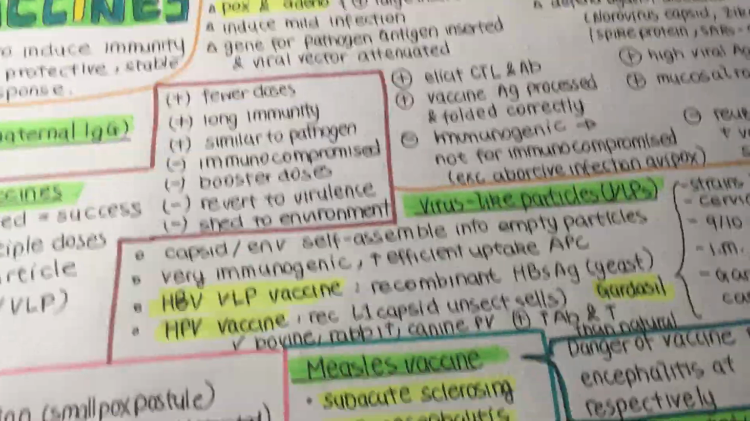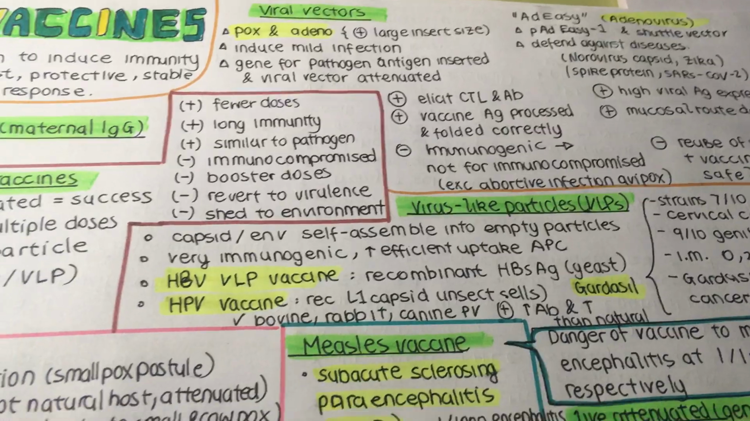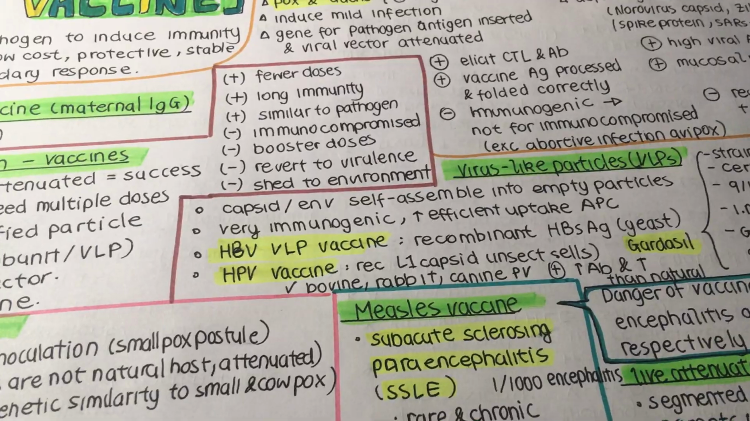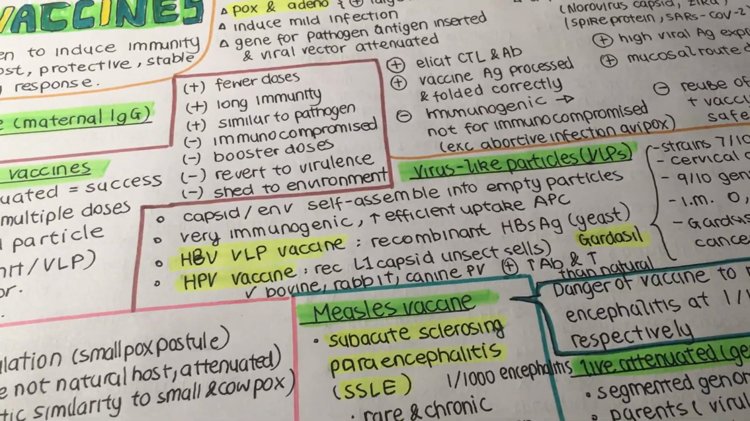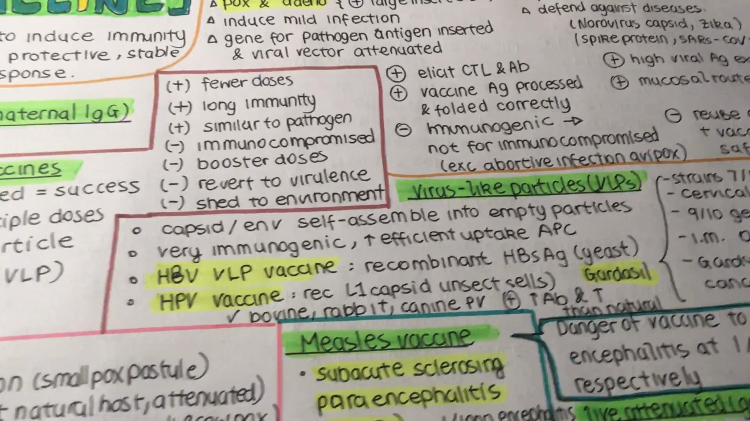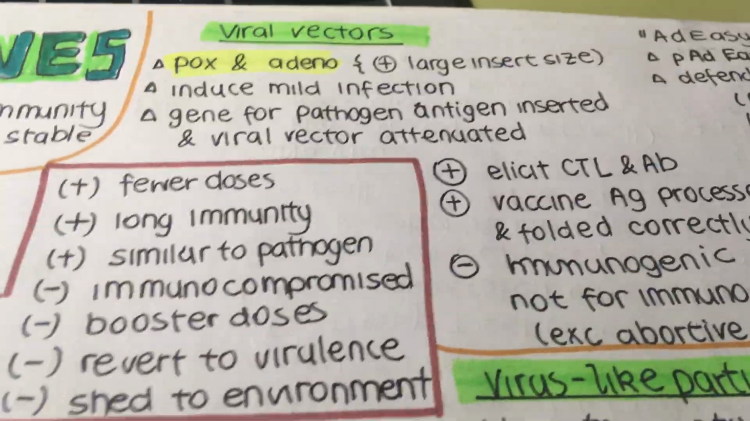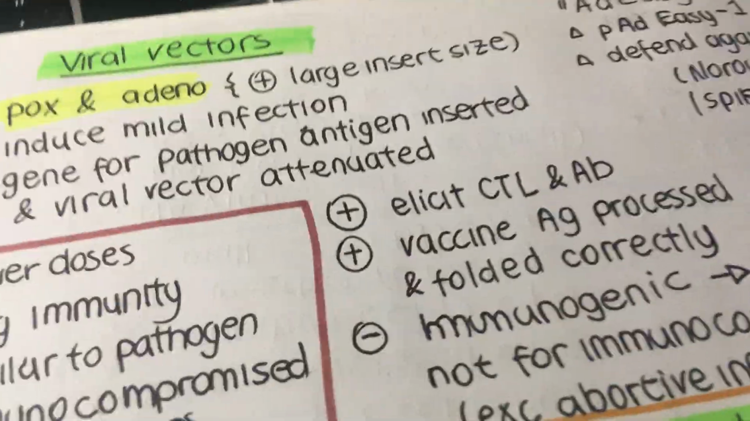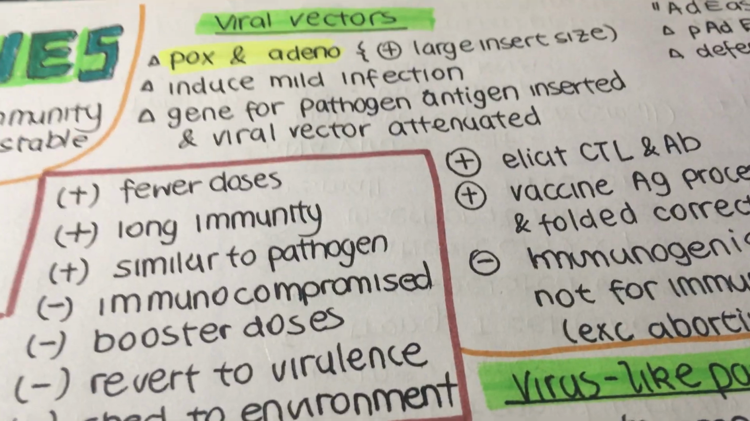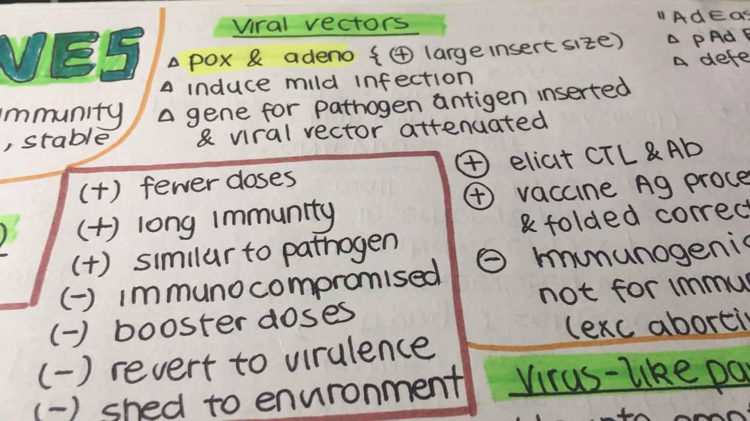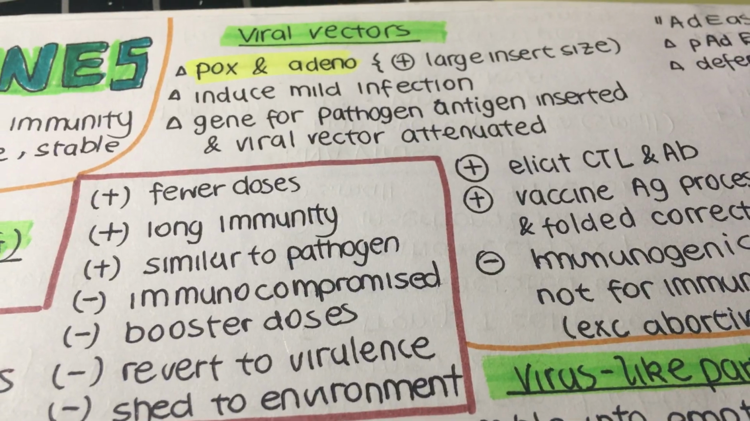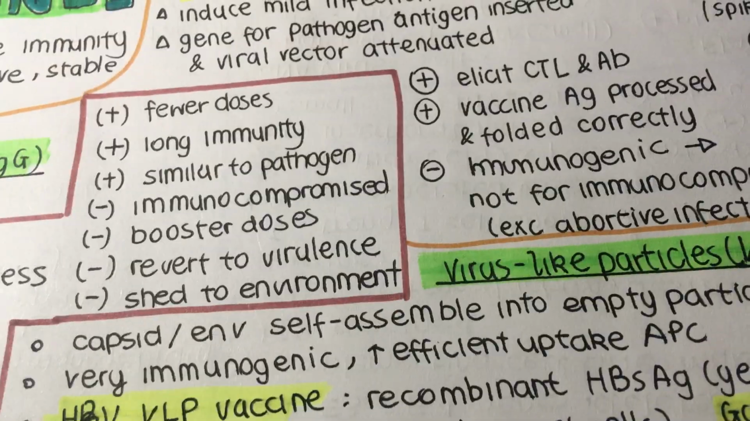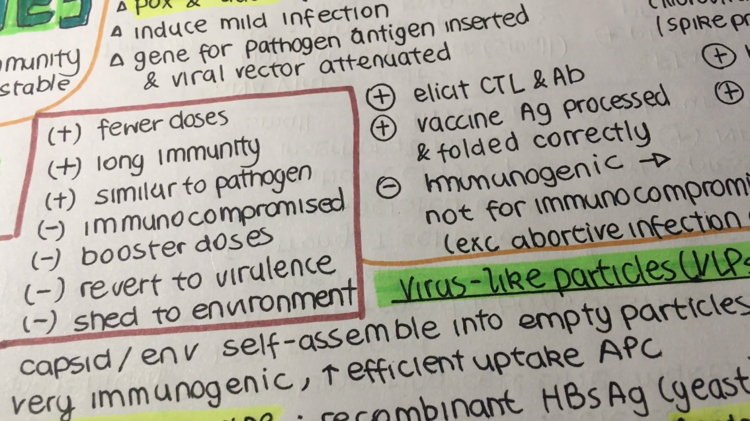Now, in terms of where we are today, we are developing more viral vectors. We're using recombinant DNA technology to develop virus vectors as well as virus-like particles. The viral vectors that we like to use include the pox and adenovirus vectors, because these viruses have a very large insert size, which means that we can put in gene sequences for antigens from viruses with greater flexibility. And the goal of these vectors is to be treated so that they only induce a mild infection.